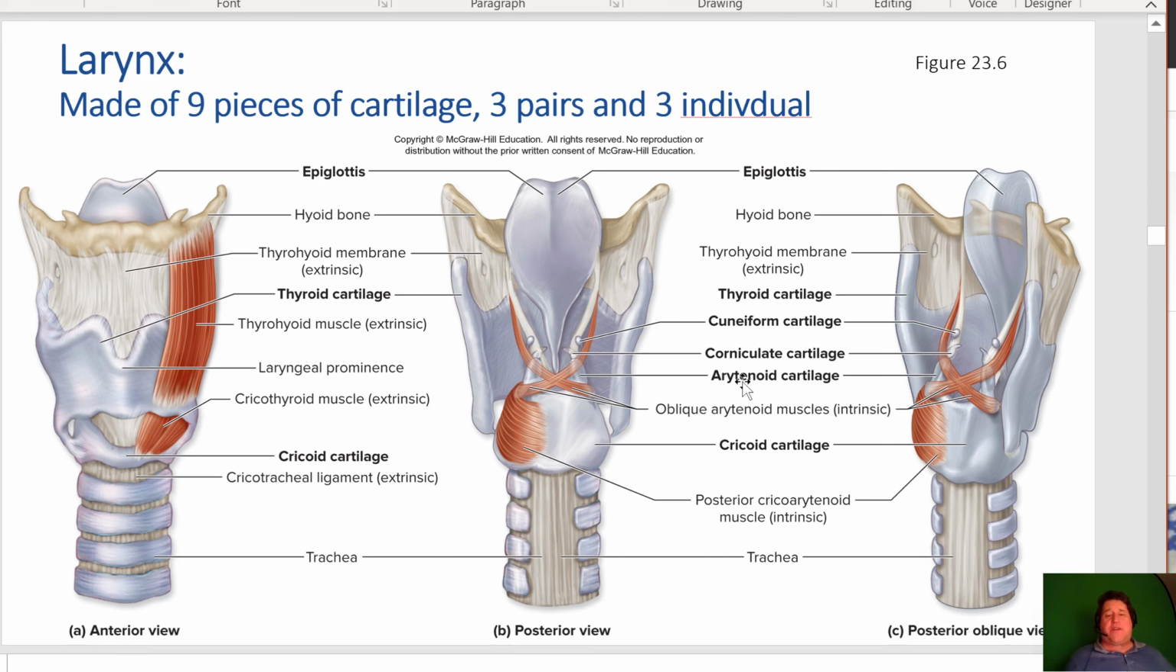The cuneiform, corniculate, and arytenoid cartilages are the ones that are all paired. So there's one on the right and one on the left side. These are the ones that come together. They're much smaller than the other ones. They're attached to ligaments and muscles so that they can open and close. They pull the airway open and they pull it closed so that the air, when it's being pushed out, is directed over the vocal cords.